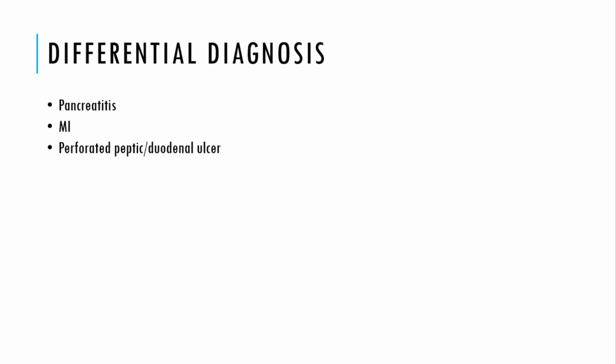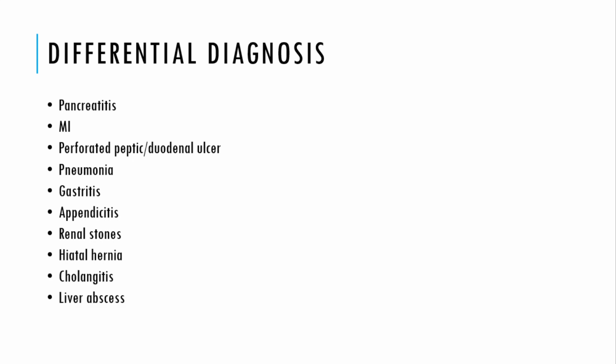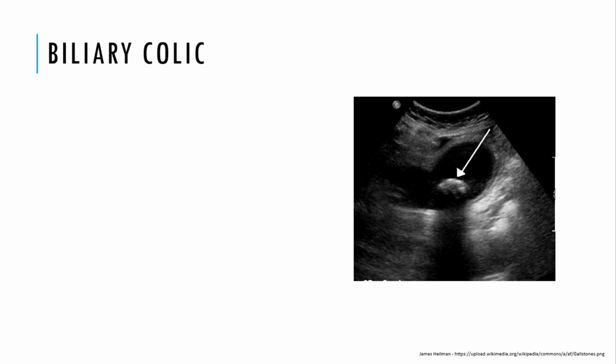A patient presenting with a perforated peptic or duodenal ulcer can also have the same problems. Someone who would present with right base pneumonia, for example, can have exactly the same symptoms. Patients with gastritis, sometimes patients with appendicitis, or patients with renal colics and stones. Similar symptoms can be quite commonly described by patients that have hiatal hernias or cholangitis, and also patients presenting with liver abscess or hepatitis.